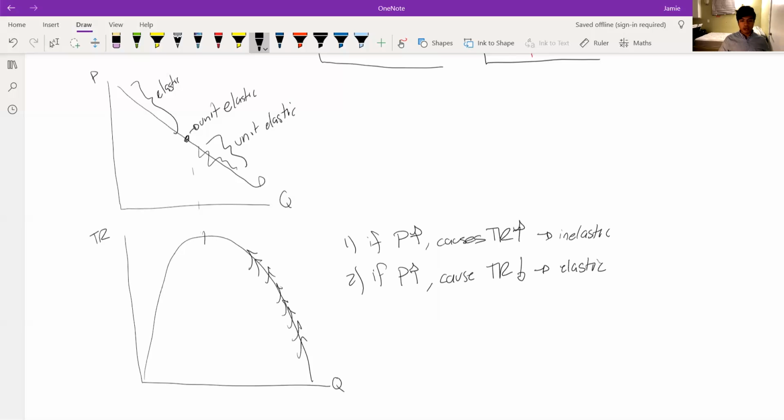Obviously, you could do the exact opposite. Price decreases, yeah. So the maximum of the total revenue curve corresponds to the unit elastic part of the demand curve. Cool beans. So that is pretty much it.